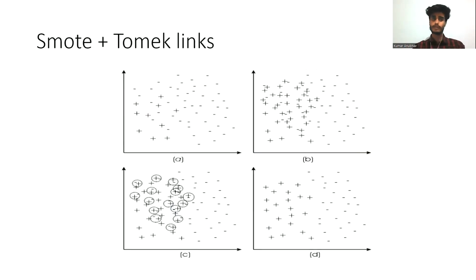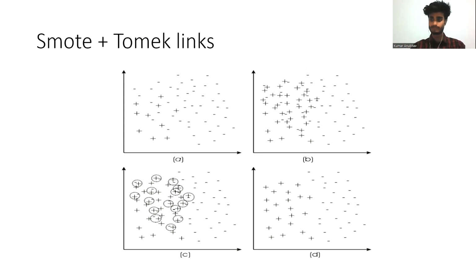So the next one is SMOTE plus Tomek links. We have already seen each of these, SMOTE as well as Tomek links. SMOTE is an oversampling type of method, while Tomek links was an undersampling type of method. So collectively, if both are merged and proposed as a single method, then we can say it is a type of hybrid method.